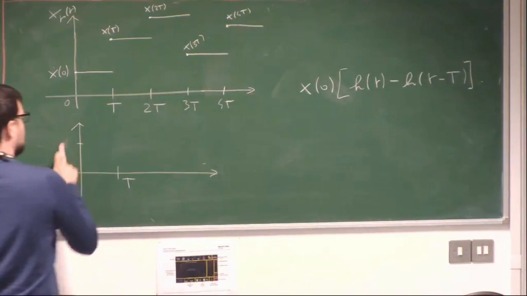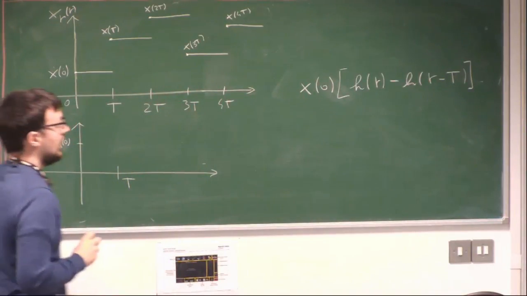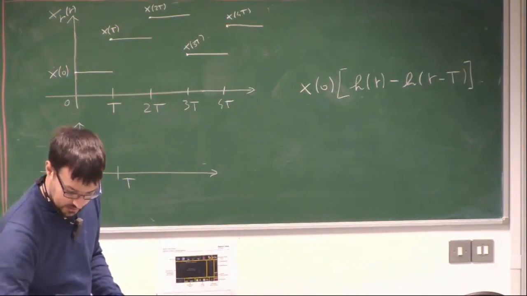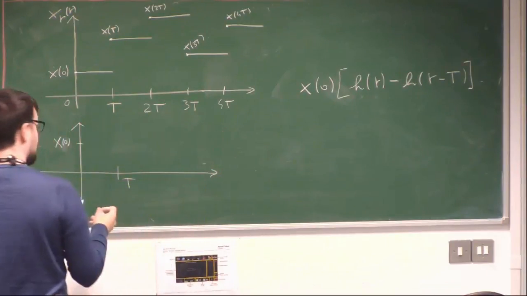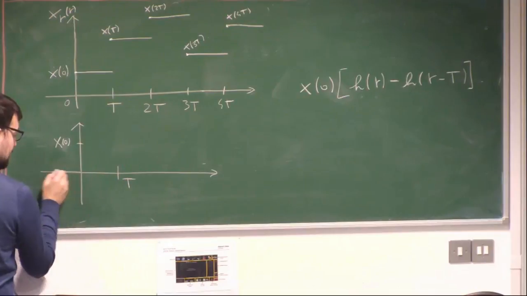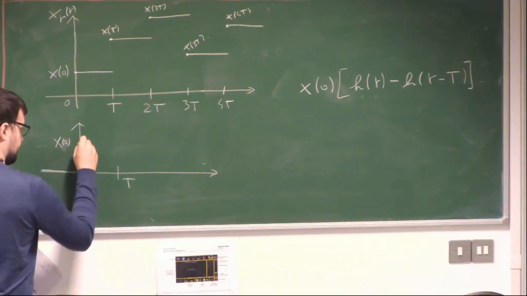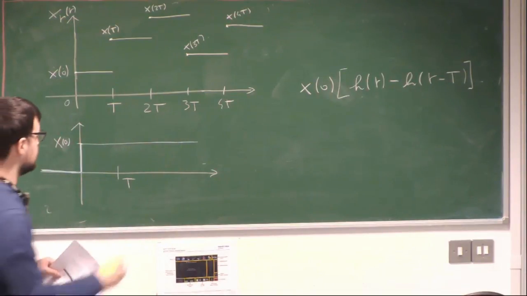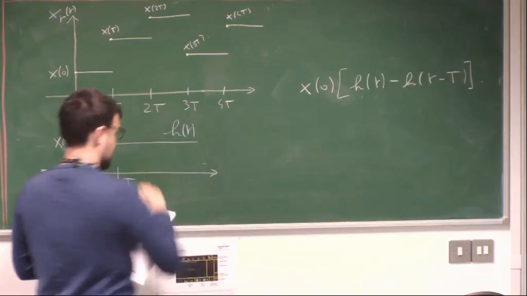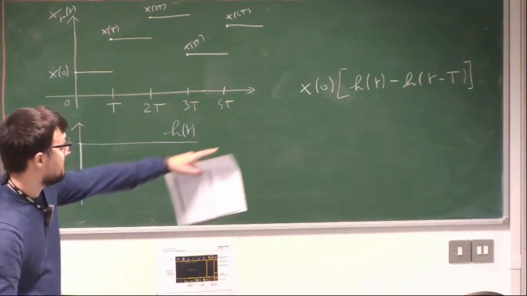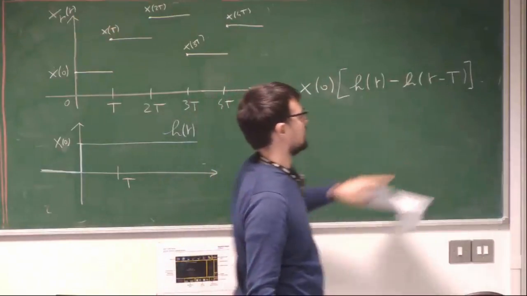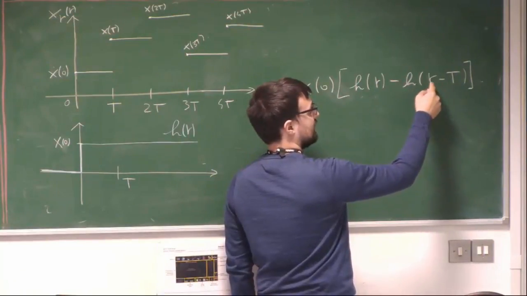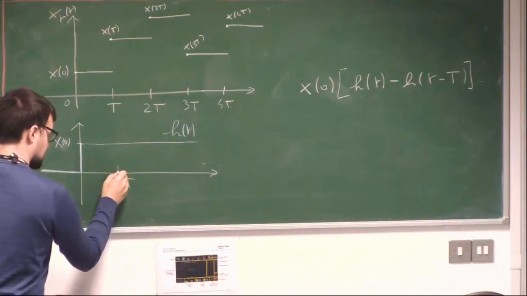So let's put here h of 0, and let's first sketch h of t. So we sketch h of t with the color blue, okay? So h of t is just the step. So it's this function over here. So this is h of t. And now I sketch minus h of t minus capital T, okay? So this is a function that is 0 when t is less than capital T. So it's 0 here.